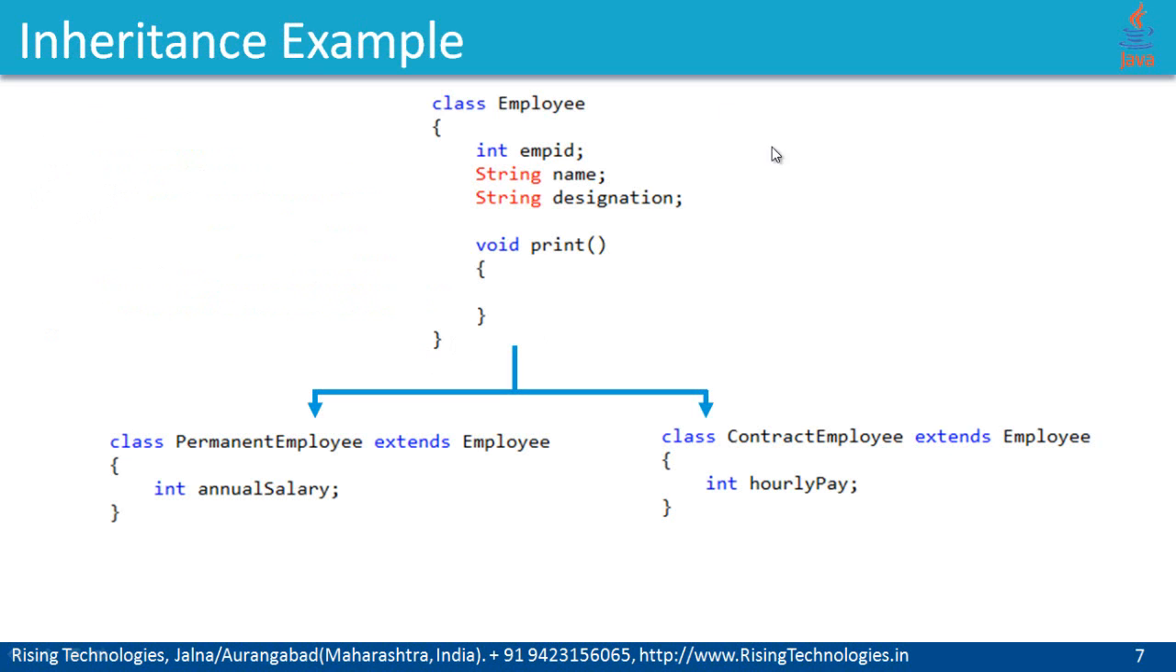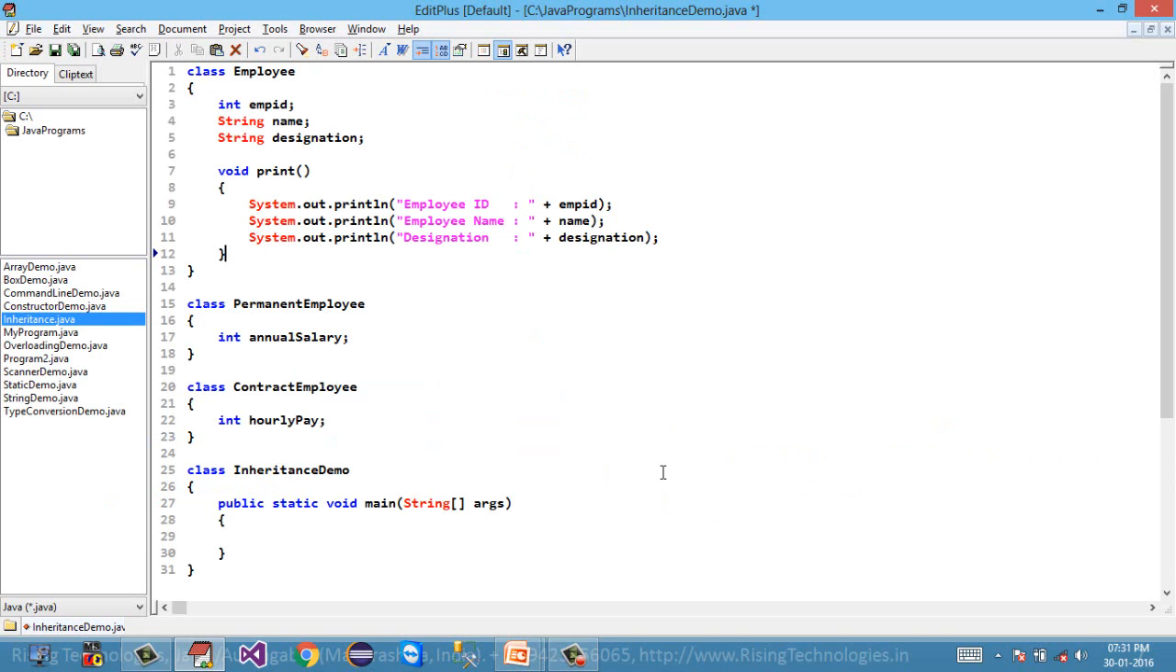So as per this syntax, suppose I have created this Employee class and I want to create a PermanentEmployee class that inherits from this Employee. So I need to say class PermanentEmployee extends Employee. Similarly, class ContractEmployee extends this Employee class. Let's have a practical look at this example. To speed things up, I have already typed these three classes. I have this Employee class that contains ID, name and designation and this print method. Similarly, I have this PermanentEmployee class and ContractEmployee class.